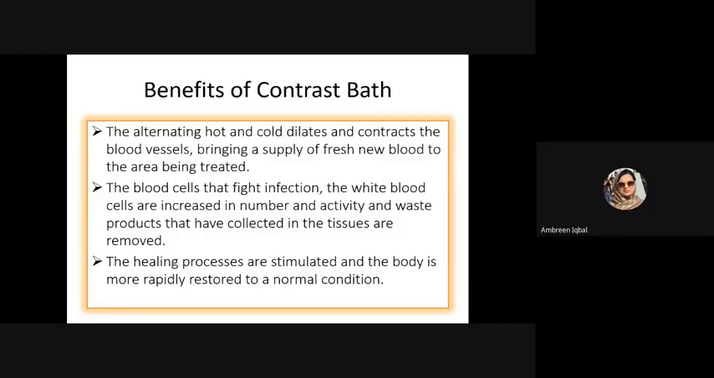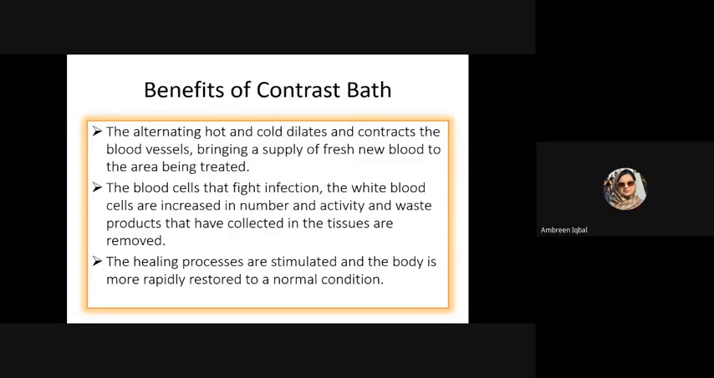Ultimately, the white blood cells that fight infection are going to increase in number and activity, and the waste products that have collected in these tissues are going to be removed. All of this is going to stimulate and enhance the healing process, which is why we want to do this. And the body is rapidly restored towards a normal condition as the healing progresses towards normal.